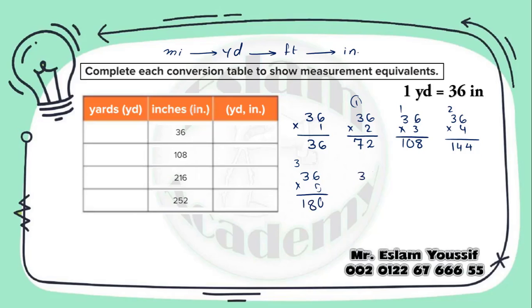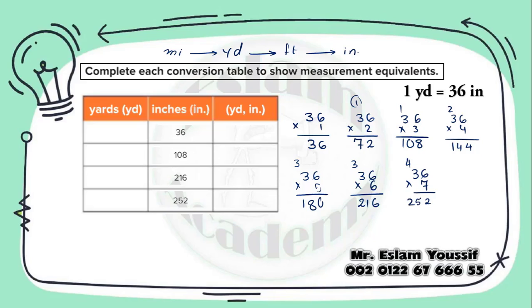Now we have 36 multiplied by 6. 6 times 6 equals 36, write 6 and carry 3. 6 times 3 equals 18, plus 3 equals 21. Now we have 36 multiplied by 7. 7 times 6 equals 42, write 2 and carry 4. 7 times 3 equals 21, plus 4 equals 25. That will be the last number.